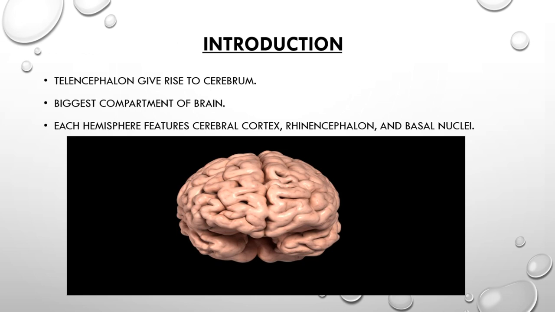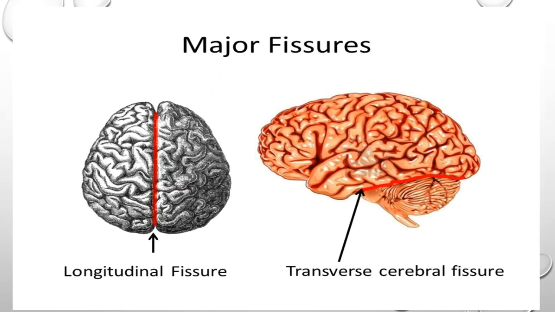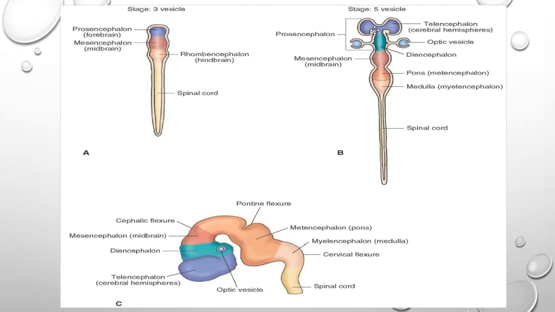First we can see the major fissures. Here is the transverse cerebral fissure. It separates the cerebral hemispheres and cerebellum. And here is the longitudinal fissure. It separates the cerebral hemispheres. From the telencephalon, the cerebrum is formed.